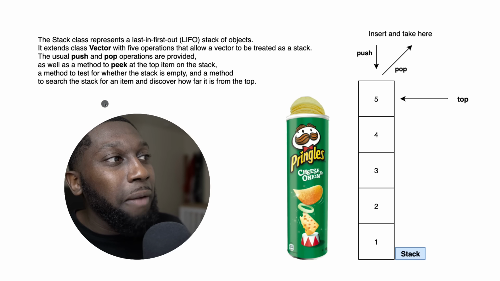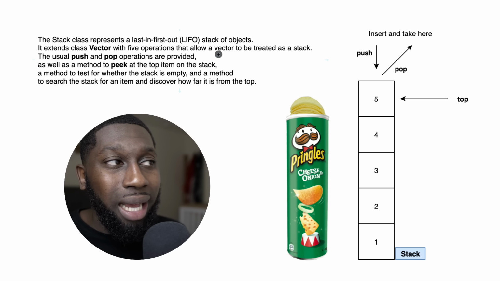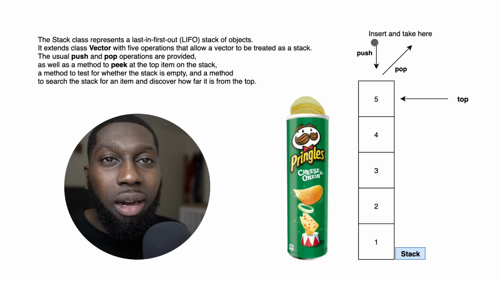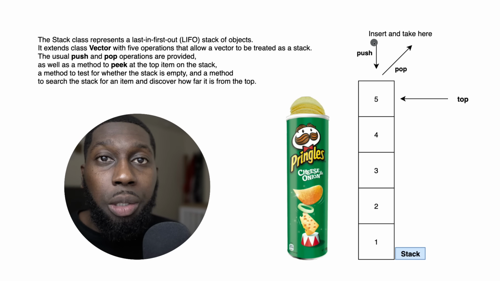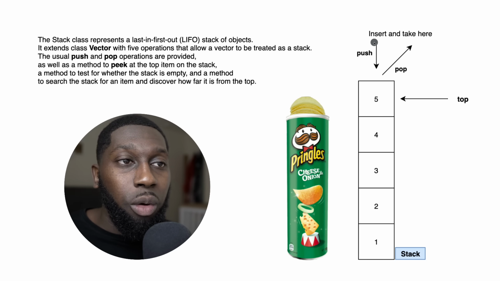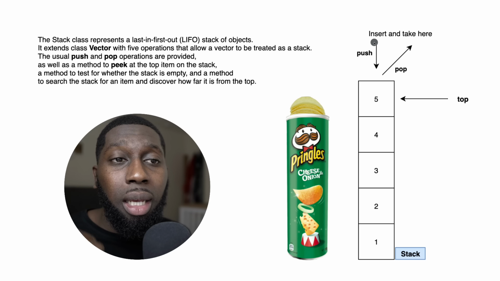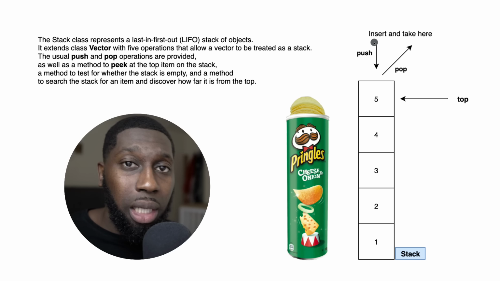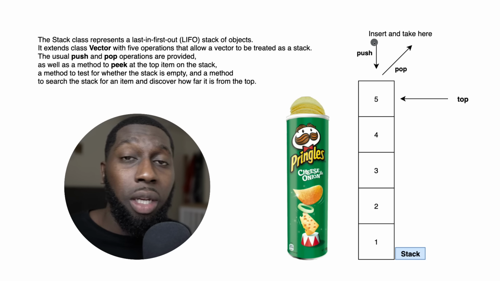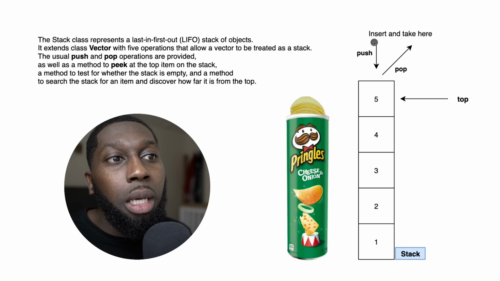So it extends the vector with 5 operations that allow a vector to be treated as a stack. The methods are push, which allows you to push an element into the stack. You've got pop, which removes the element at the top of the stack. You've got the peek method, which allows you to see what's at the very top of the stack without removing it. So pop actually removes it, whereas peek just gives you the value inside.